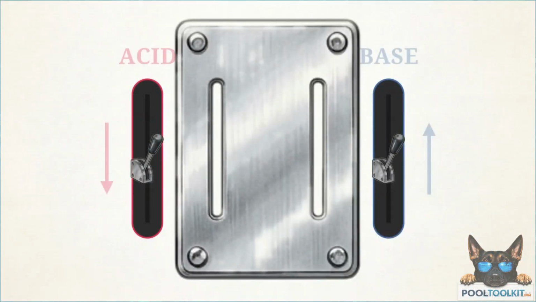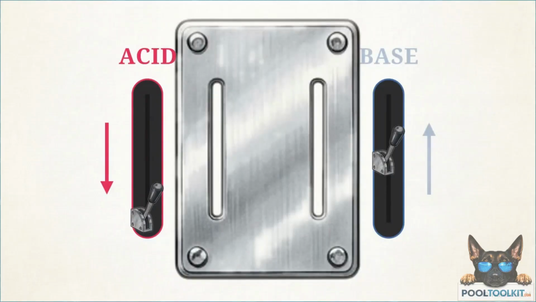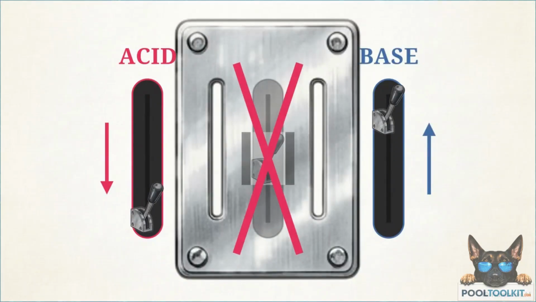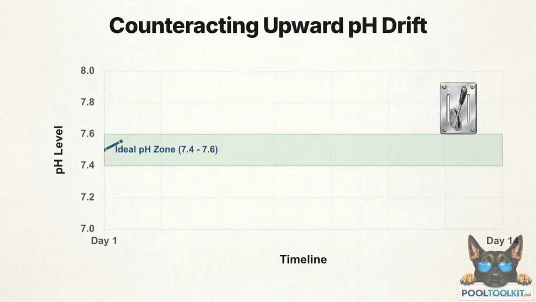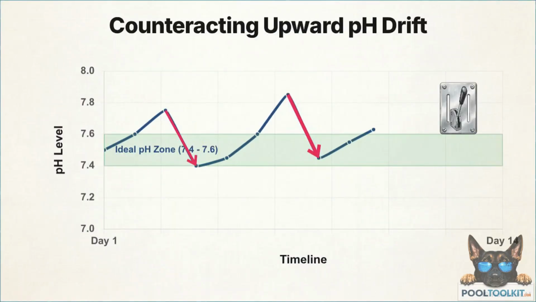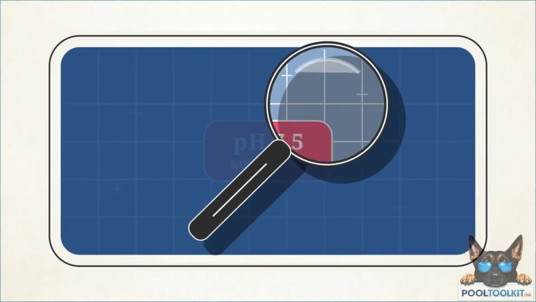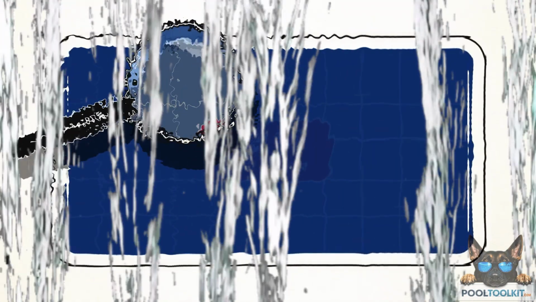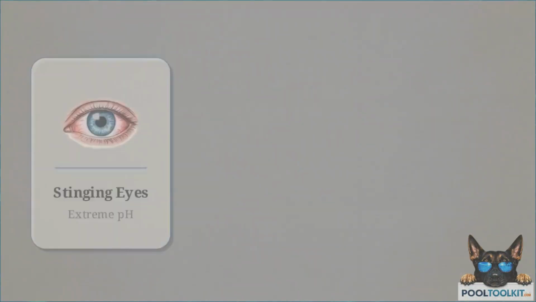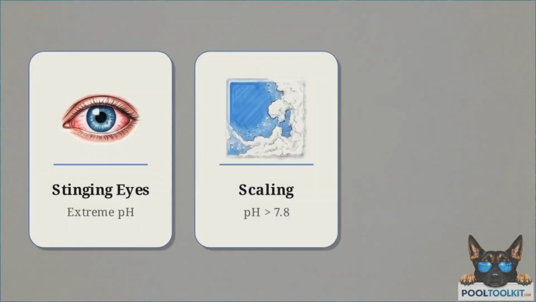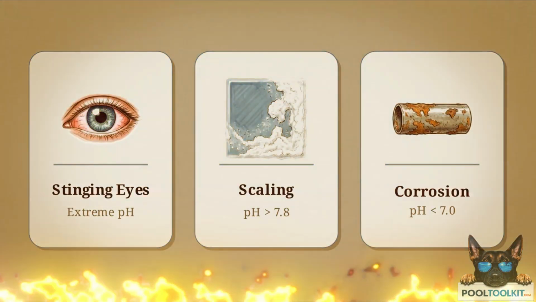To hold it there, you only have two chemical levers to pull. You add acid to bring a high pH down, or you add a base to push a low pH up. There's no third direction because this continuous drift is guaranteed. Knowing exactly how hard to pull those levers is the main job of pool care. Nail the dose and the water stays safe and clear. Miss it and you're looking at stinging eyes, scaling, or corroded equipment.